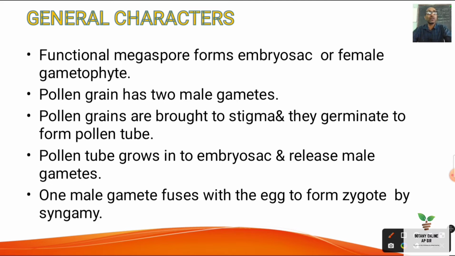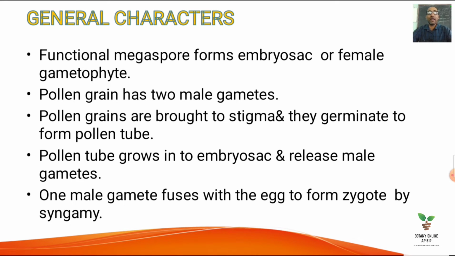Got it? So this is a rough diagram. Once the pollen grain falls on the stigma, this is the stigma, this one is the style, this one is the ovary. Inside the ovary there is an ovule. Now the pollen grain germinates to form a pollen tube. The pollen tube grows into the style and reaches the embryo sac, and into the embryo sac it releases the two male gametes.